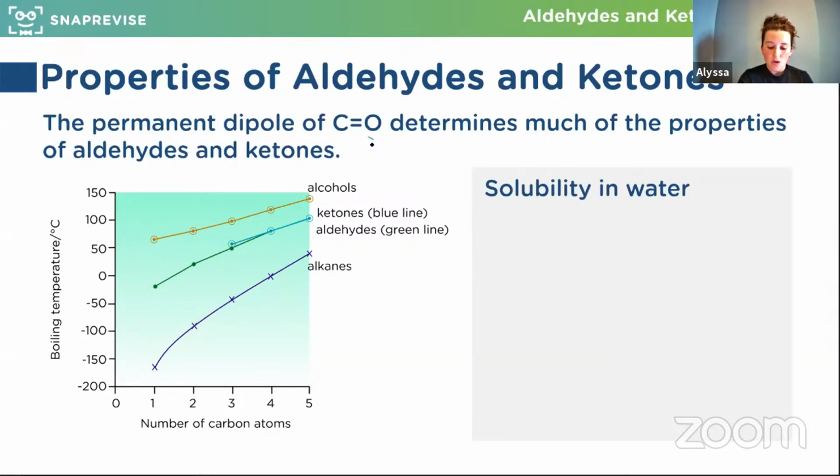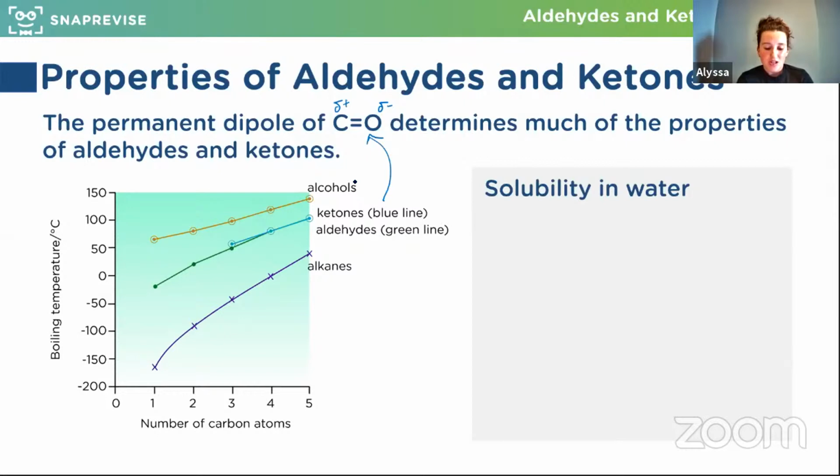That is because of this C=O double bond. We've got an electronegative oxygen attracting the electrons in the double bond, and therefore an electropositive, delta positive carbon, which means you've got a permanent dipole. Therefore there are permanent dipole forces between molecules, and they're stronger than the normal London intermolecular forces that you get in alkanes, hence the higher boiling point.